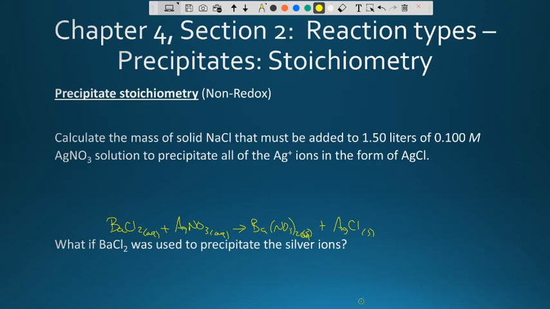Now let's balance. I have 1 barium, I have 1 barium. I have 2 chlorines, let's get 2 chlorines. I have 1 silver, I have 2. Oh, I need 2 here. And I have 2 nitrates, 2 nitrates. I'm good to go now.